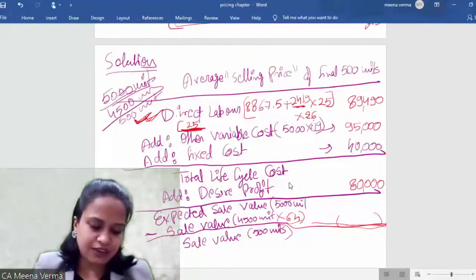But yes, we have learning curve questions in many places, many chapters, many topics. We have to consider that.